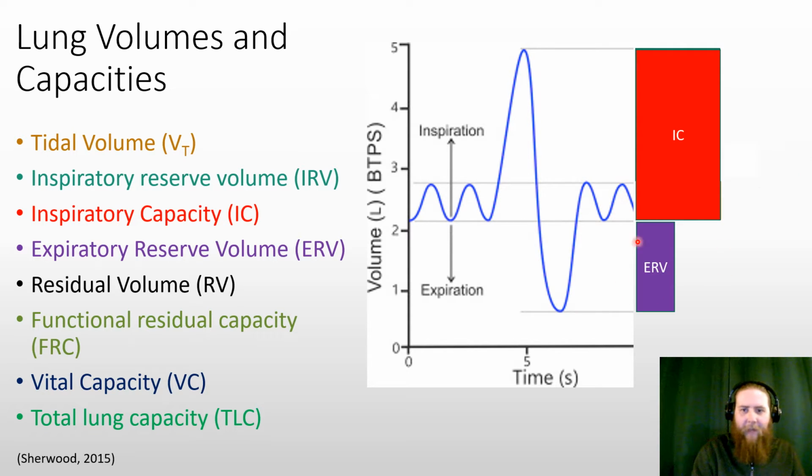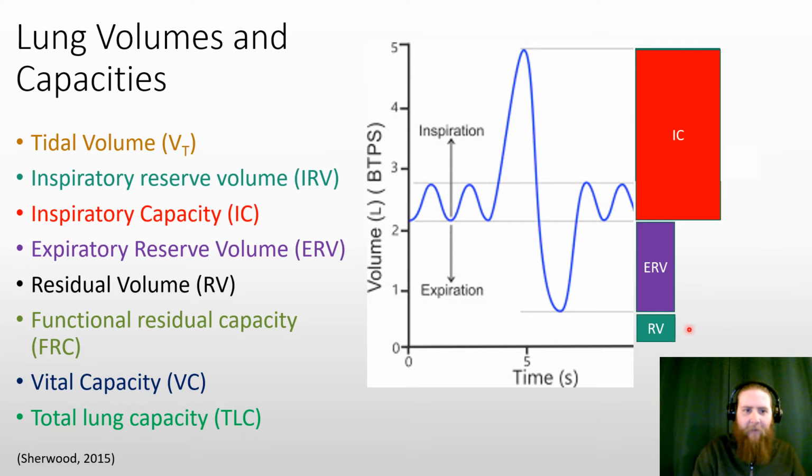Our next one is ERV, the expiratory reserve volume. And it is this extra volume of air here that can be expired by contracting the expiratory muscles. So it's unlike our other one where we were inhaling and getting extra, this is the extra that we can push out after a normal breathing process. So it's normal here, the extra air that gets pushed out there.